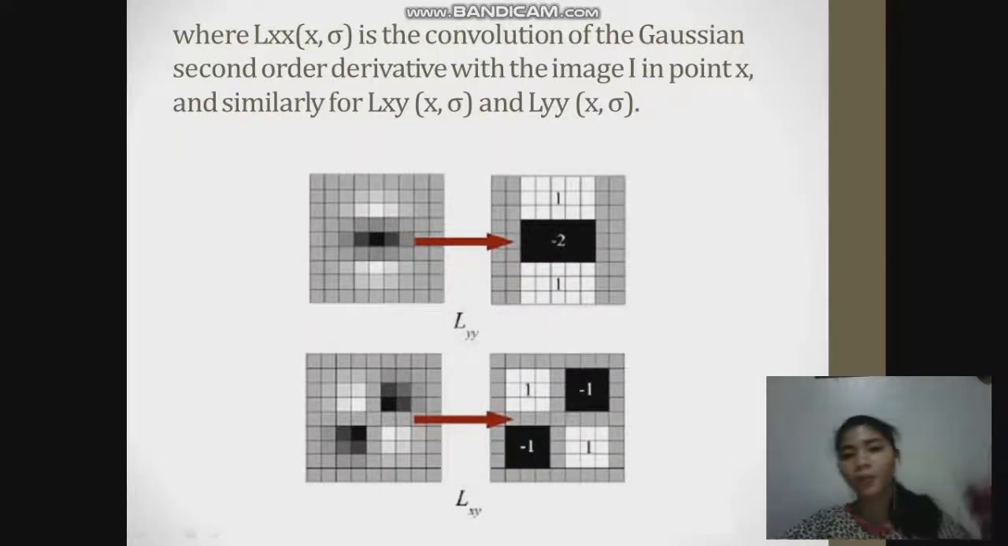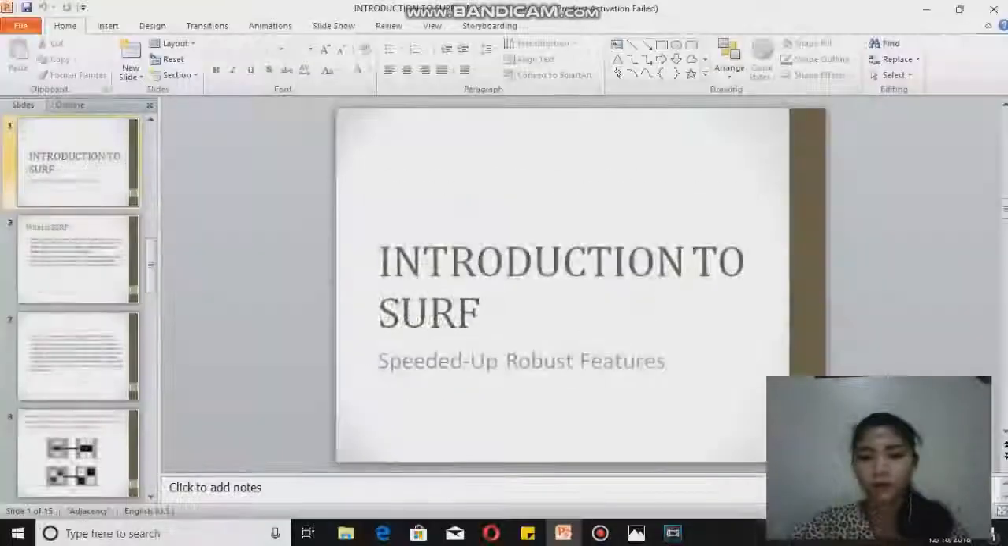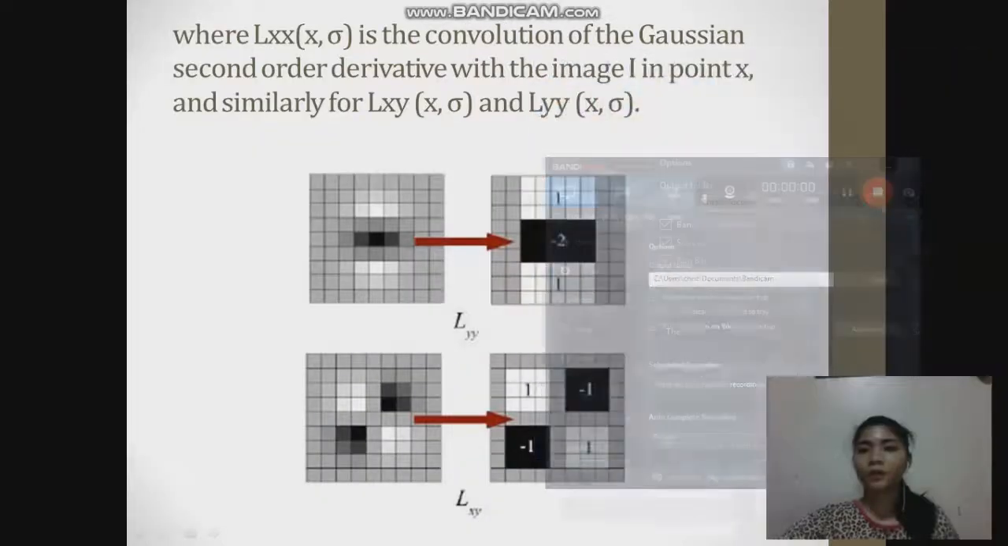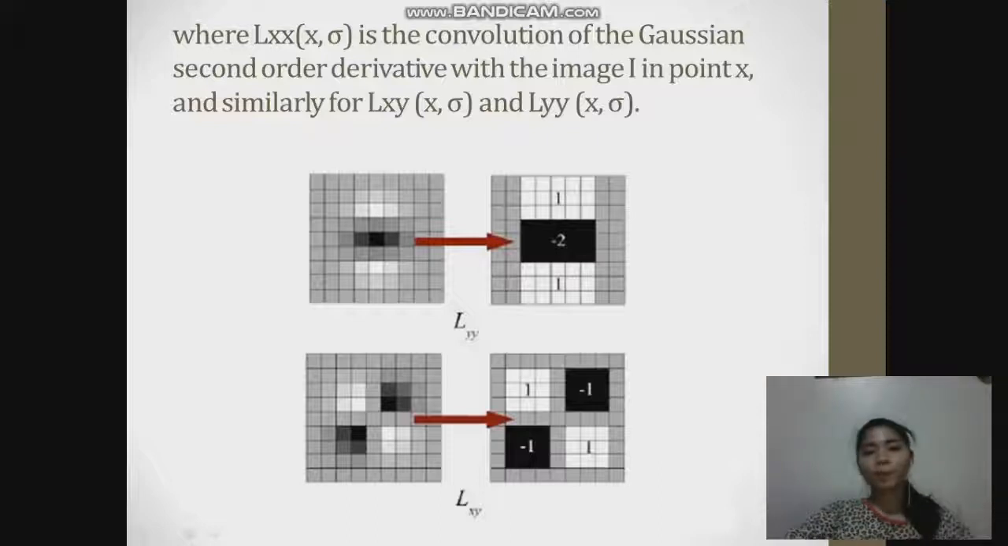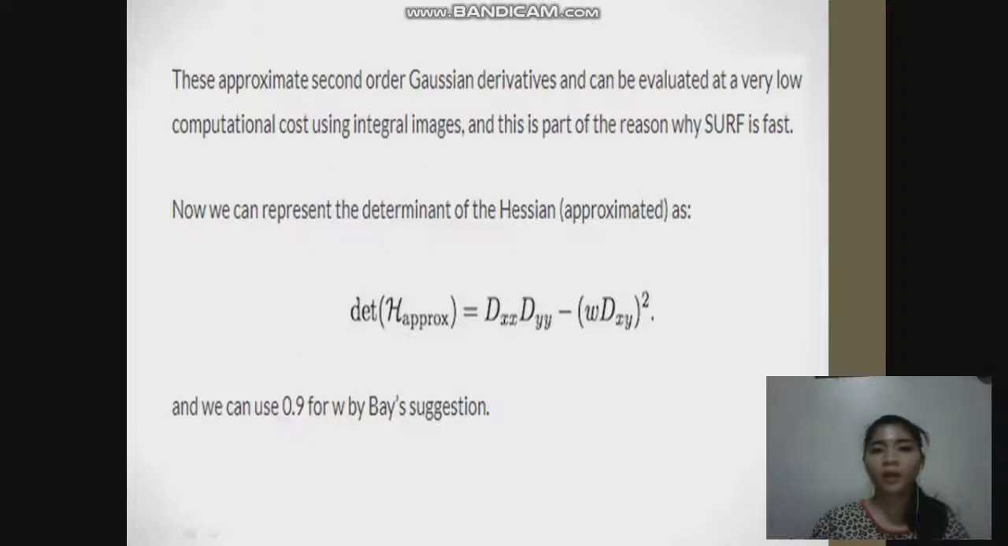These two box filters show the approximation of the Hessian. The convolution of the Gaussian second order derivative with the image I at the point x, and similarly for Lxy and Lyy. This approximates second order Gaussian derivatives and can be evaluated at very low computational cost using integral images. And this is part of the reason why SURF is fast. Now we represent the determinant of the Hessian: det(H) approx equals Dxx Dyy minus (w Dxy) squared.